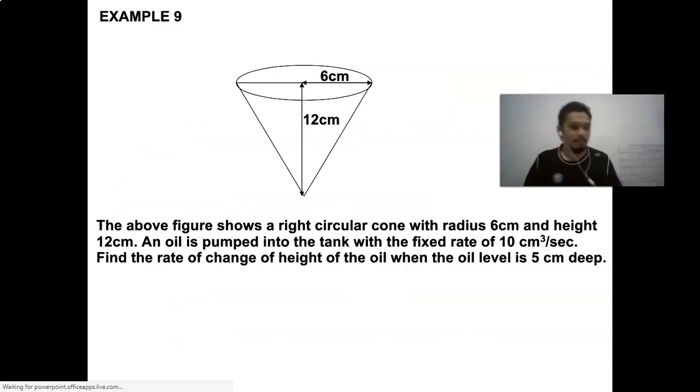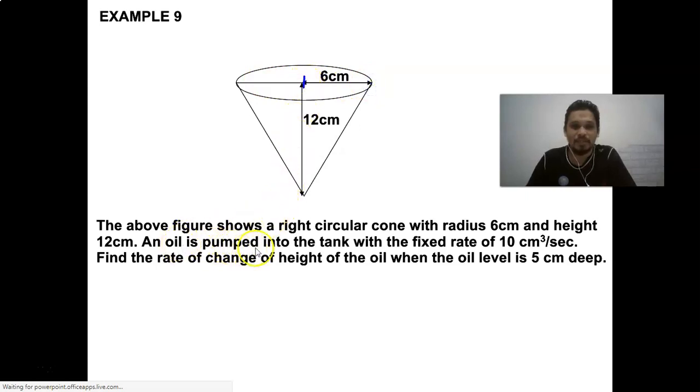Next, the above figure shows a right circular cone with radius of 6 and height of 12, and oil is pumped into the tank at a fixed rate of 10 cm³ per second. Find the rate of change of height of the oil when the oil level is 5 cm deep. Now the radius is 6. Radius, this should be a diameter. The radius from the center to the ring here is 6, and the height is 12.